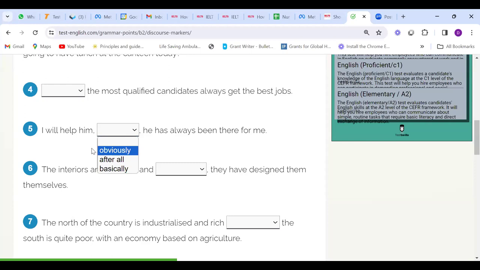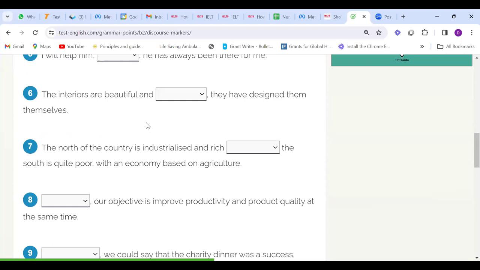The interiors are beautiful, and dash, they have designed them themselves. What's more, by the way, obviously. What do you think the correct discourse marker should be?